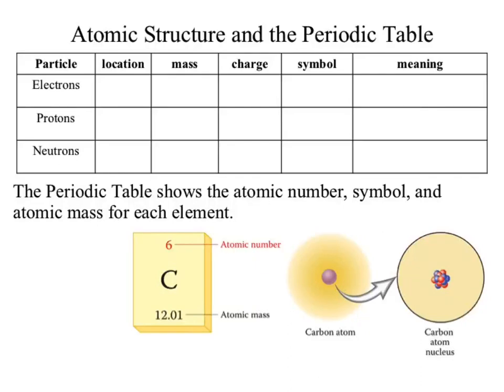Good review. Location, electrons, I would say just outside. Officially, it's outside the nucleus. Protons, inside. I'd say inside. This is where I would get more specific. Just call it nucleus. Neutrons, nucleus.